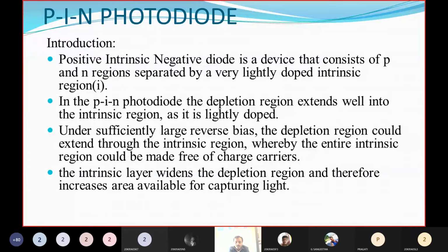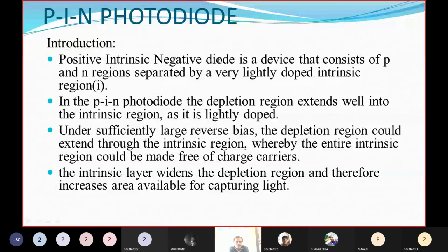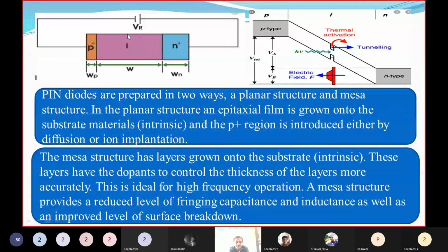Now, PN diode, photodiode we already discussed. PIN photodiode means positive intrinsic negative diode. Due to this intrinsic region, the width of the depletion layer increases. So there is a large area available to capture the photons.